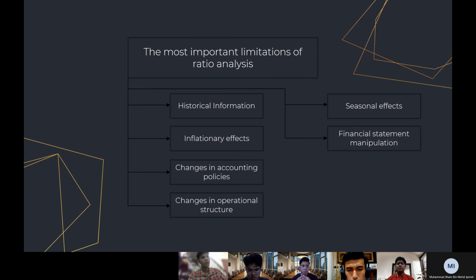Then, inflationary effects. The financial statements are issued on a regular basis, but there are time gaps between releases. Real prices are not expressed in the financial statements if inflation has occurred between periods. As a result, once the figures are adjusted for inflation, they are not comparable over time spans.